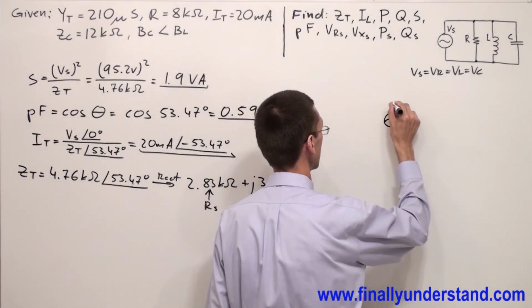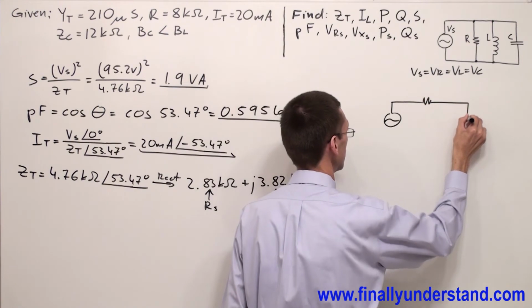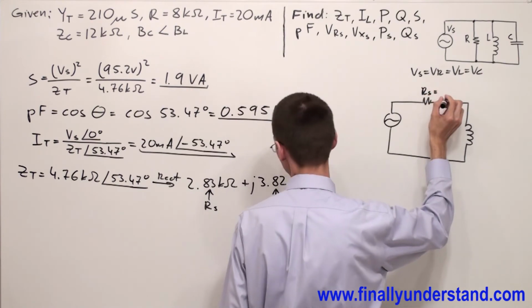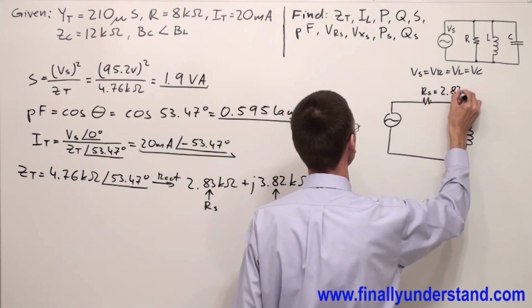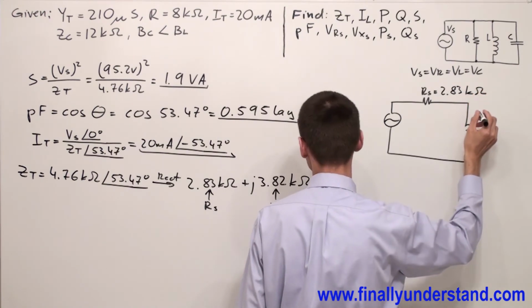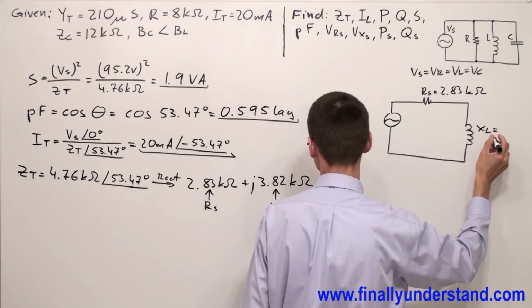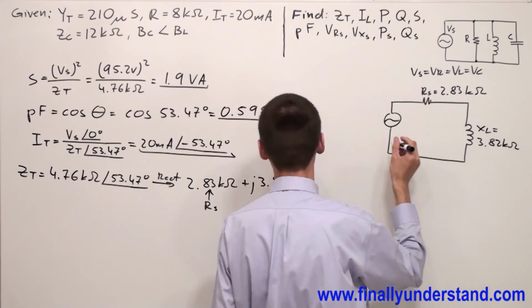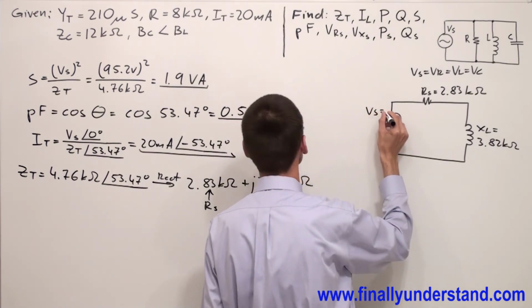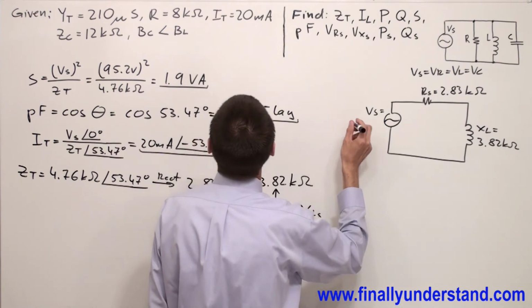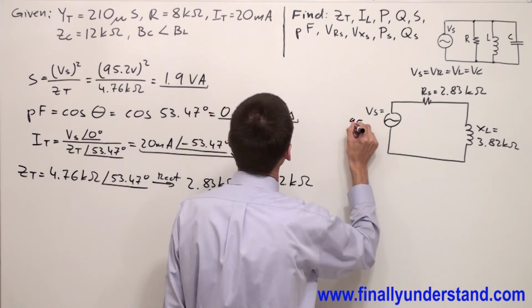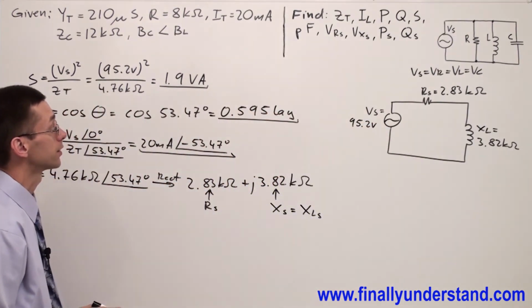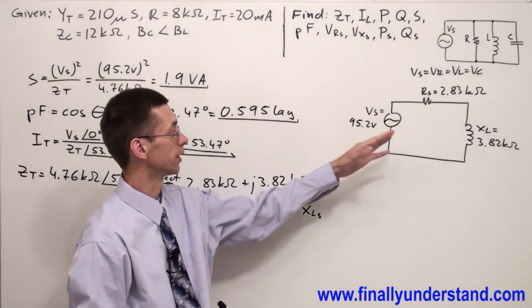So I have angle theta, I have a resistor, and I have an inductor. This is my R_S equals 2.83 kilo ohms and X_L equals 3.82 kilo ohms, and this is my voltage source, which is equal to 95.2 volts. Okay, so next I'm supposed to find the voltage across the resistor and across the inductor.